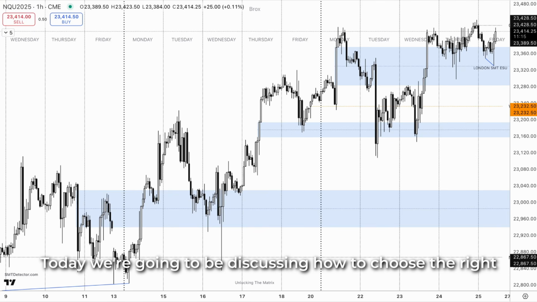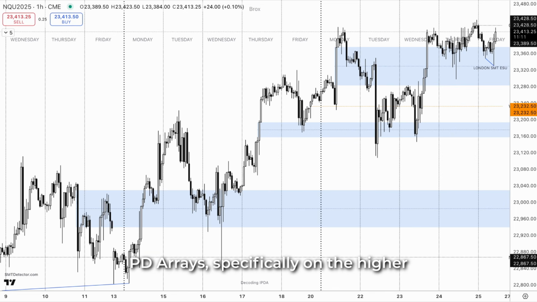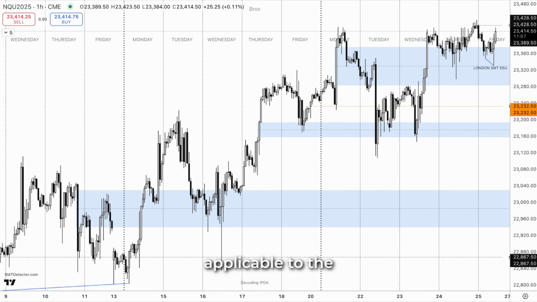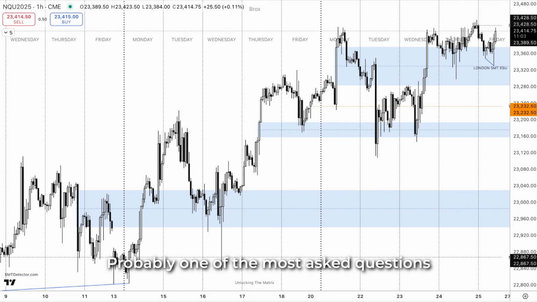Today we're going to be discussing how to choose the right PD arrays, specifically on the higher time frame, but this is also going to be applicable to the lower time frame as well. Probably one of the most asked questions when it comes to ICT trading is which PD arrays do you actually use? Which ones do you reference in your trading, right?